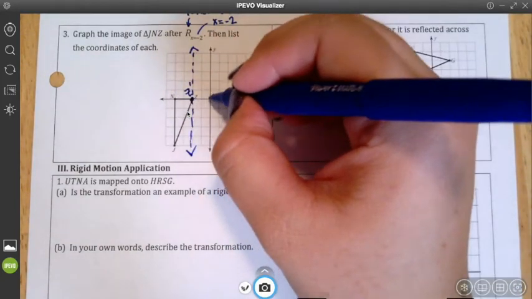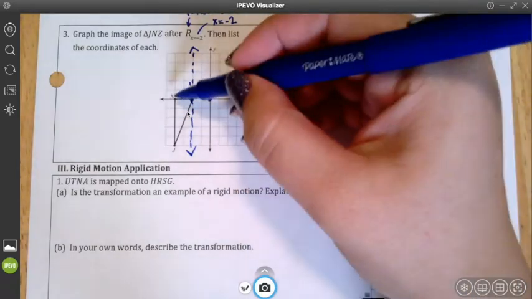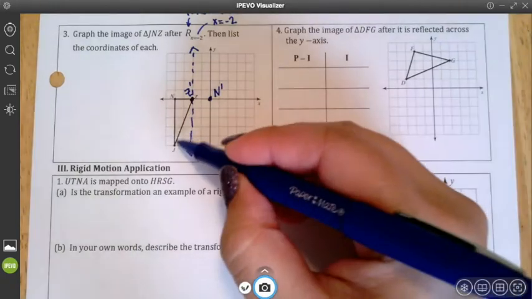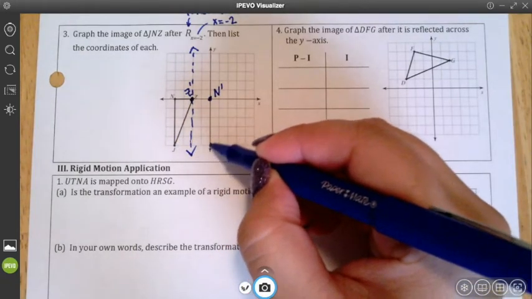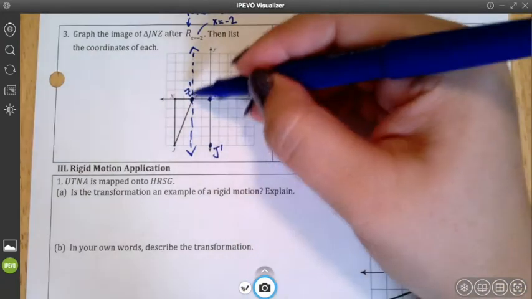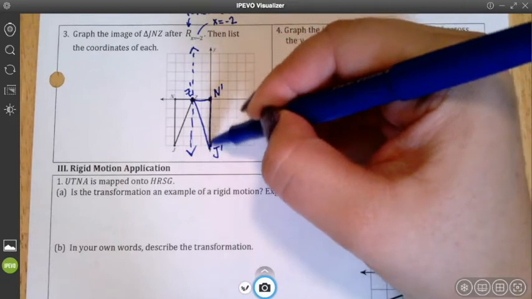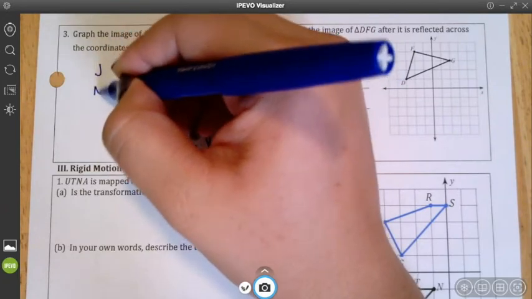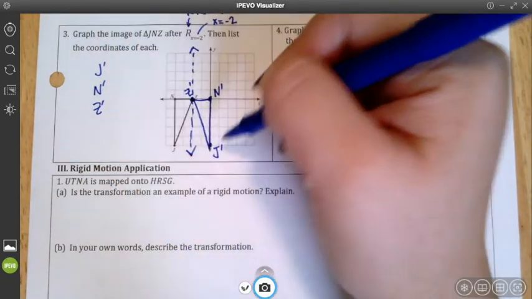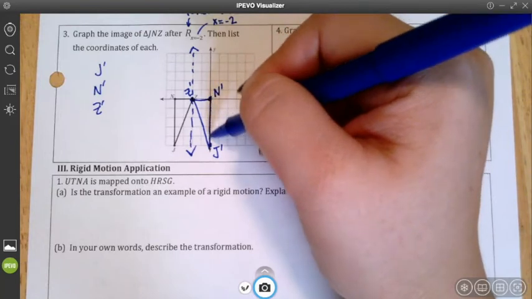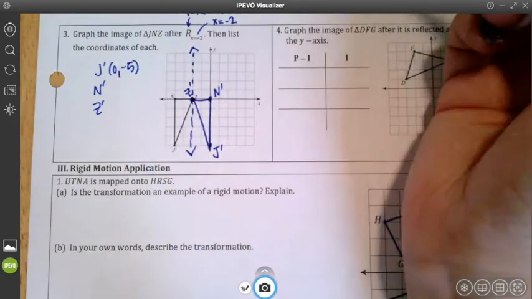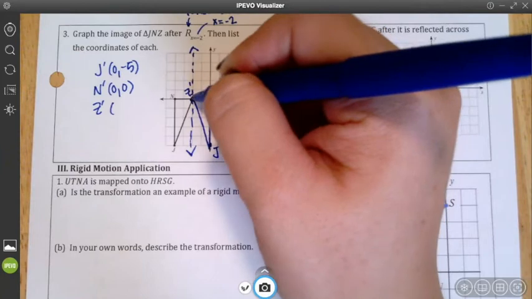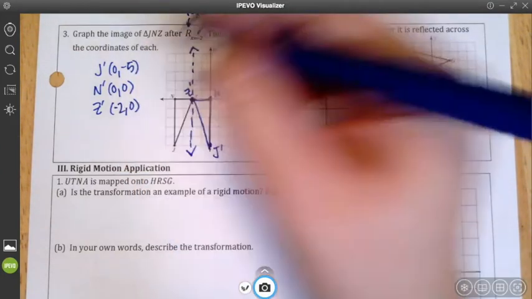N is 2 units away, so N prime is 2 units away. I counted 1, 2 units to my mirror, 1, 2 units away from my mirror. J is 2 units away from the mirror, so J prime is 2 units away on the other side. So here is the image. List the coordinates of each. We'll list them in the same order, J, N, Z primes. J prime is at (0, -5). N prime is at (0, 0). Z prime is at (-2, 0).